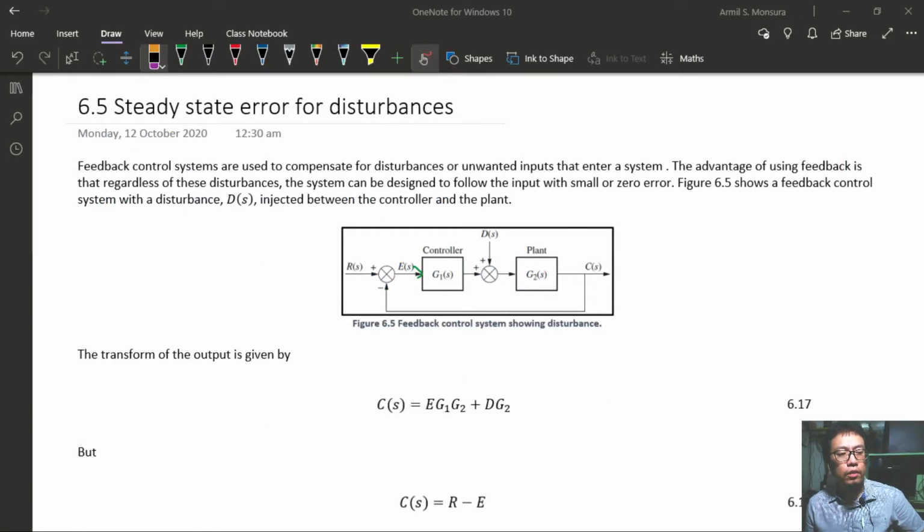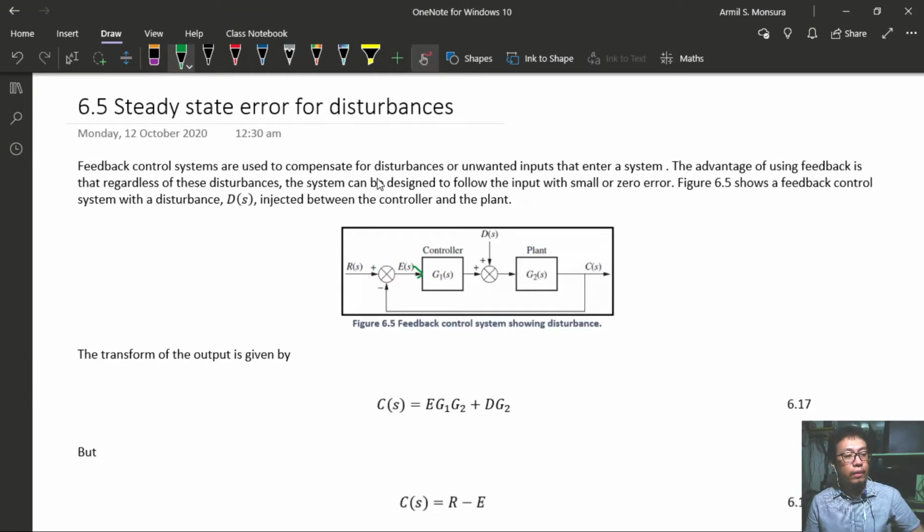Okay, so at this point, we will discuss yung epekto ng disturbance into the steady state error of your feedback control system. Okay, so at the start, when we introduced the topic of control systems engineering in this course, we said na yung ating control system is built to compensate for disturbances that will harm our system. Isa yan sa purpose or reasons why we build a control system.